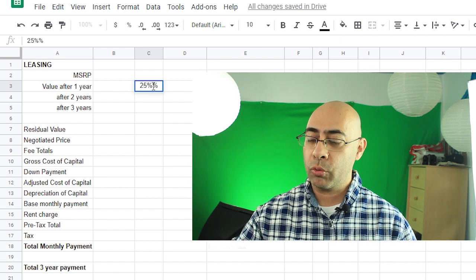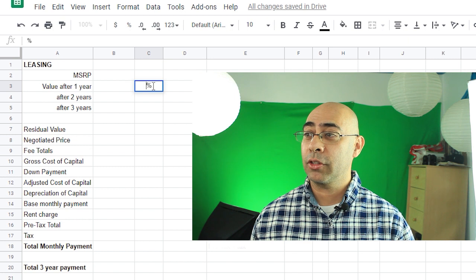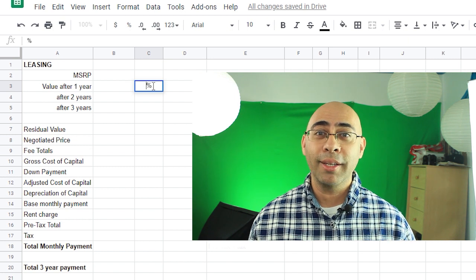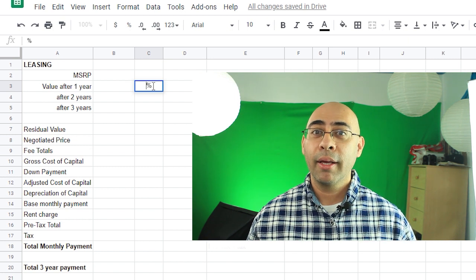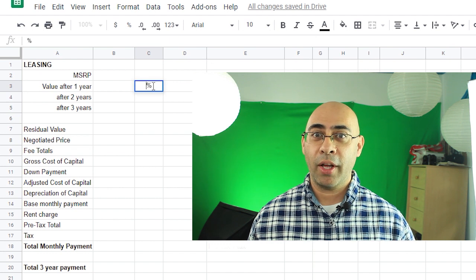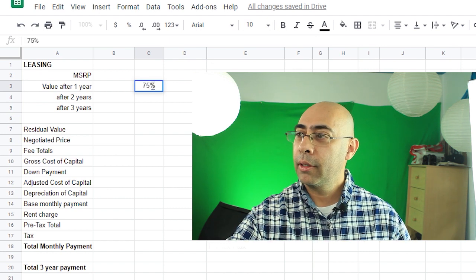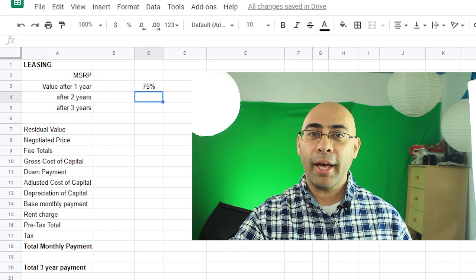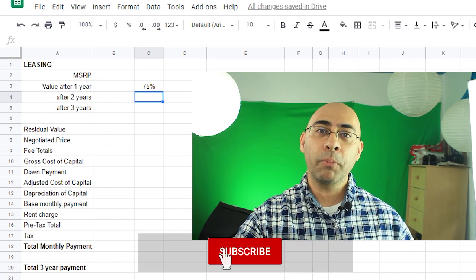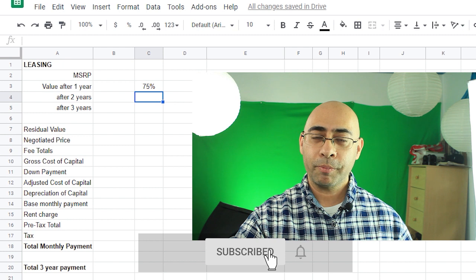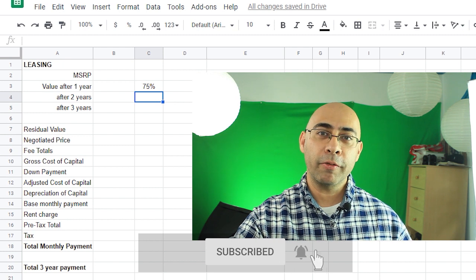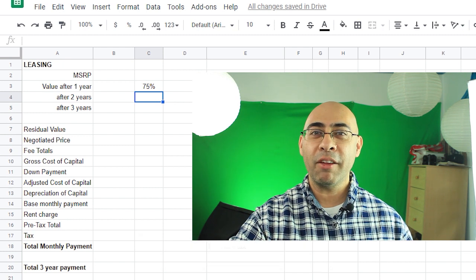The percent of drop or depreciation of the car after that first year is about 25%. So I'm going to type in 25%. Well, if it loses 25%, it's only keeping 75% of its value. So I'm going to type in 75% right there. And then every year after that, it loses 15% of its previous year's value. So if it's losing 15%, it's keeping 85%.